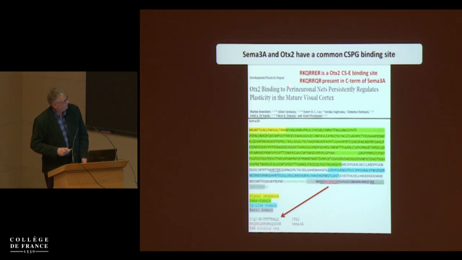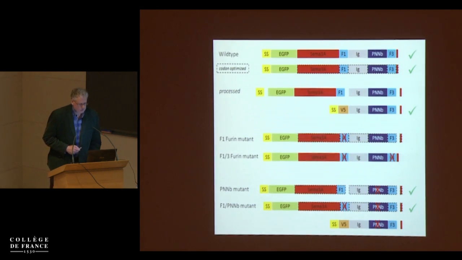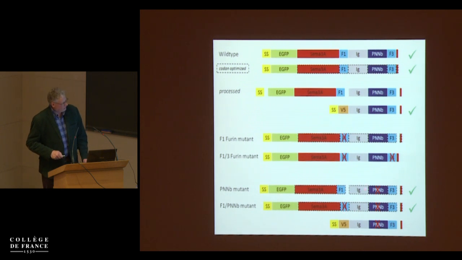And we are currently working on proving that this is indeed the CSE binding site, the SEMA3A binding site to the perineuronal nets. We are in the process of generating a number of constructs with the PN binding site mutation. We also mutate a number of furin sites in order to be able to follow the protein better. And actually the green constructs are ready, and we have tested some of these.